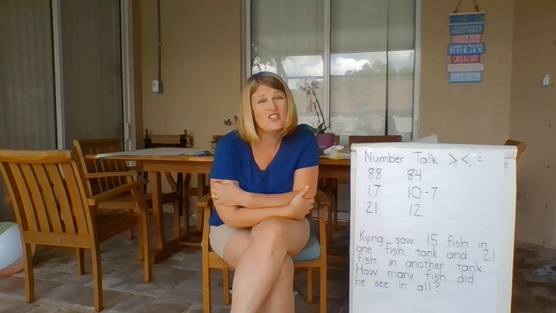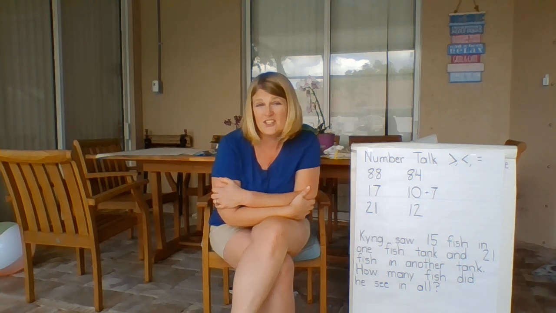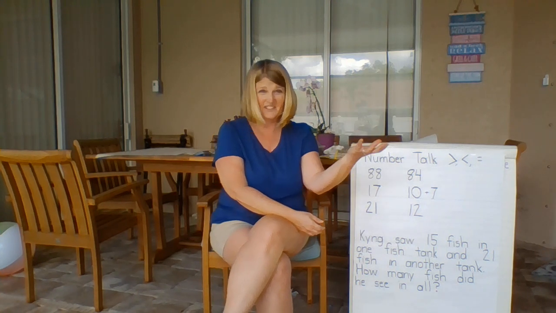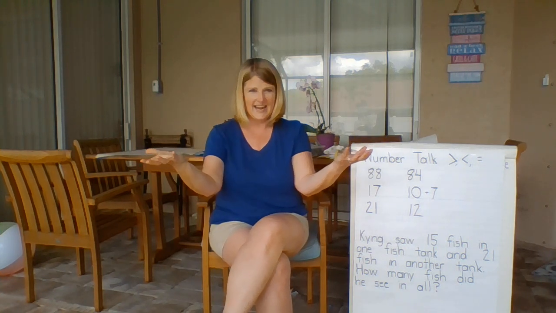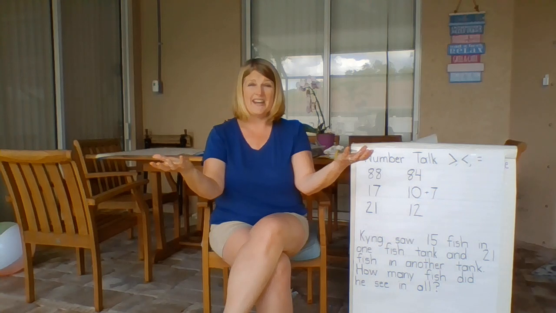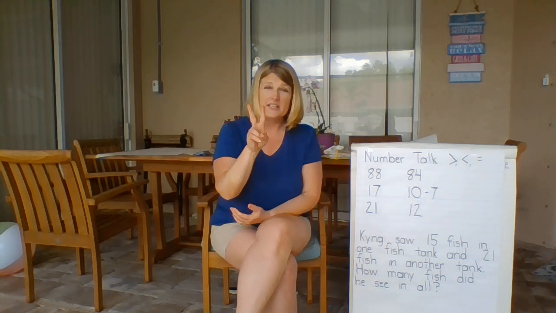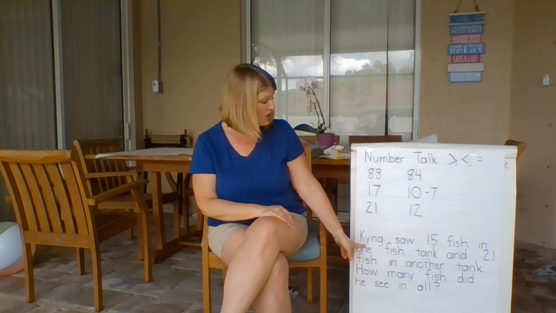The important information is how many fish King saw in each tank, right? So in the first one, he saw 15 fish, and in the second tank, he saw 21 fish. So that's the important information. Okay, let's read it again and see what it's asking us to do.